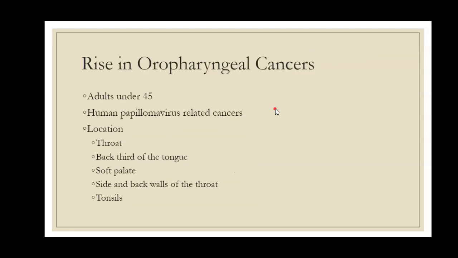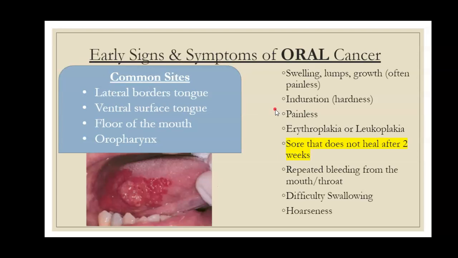The rise in oropharyngeal cancers is very highly linked to the human papillomavirus, or HPV. Adults under 45 are starting to have more oral cancers due to this virus. Location is in the throat, back third of the tongue, soft palate, side and back walls of the throat, and the tonsils. Early signs and symptoms of oral cancer would be swelling, lumps, or growth.